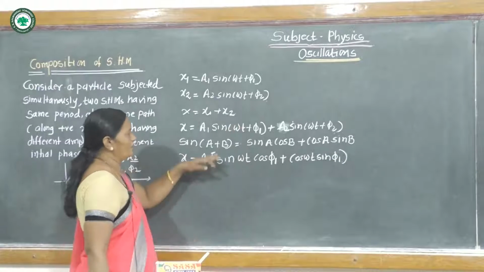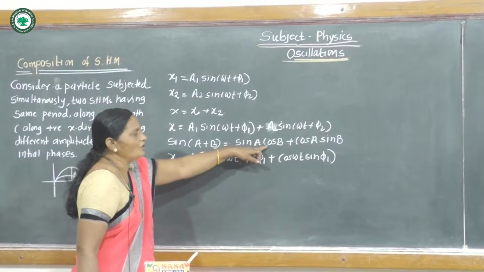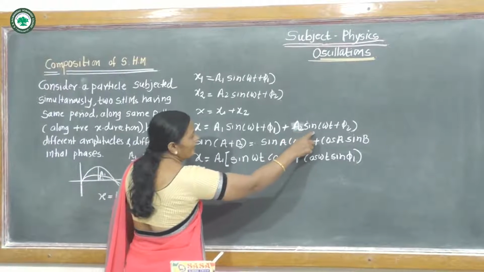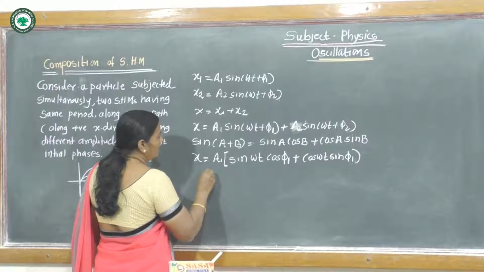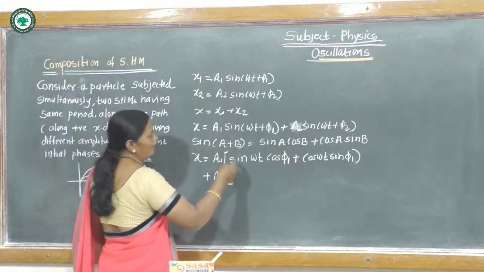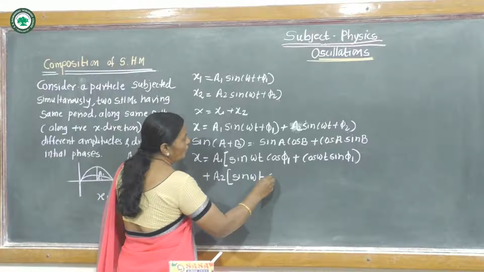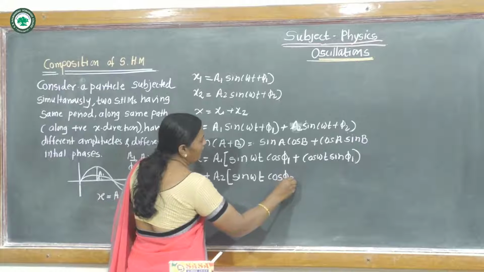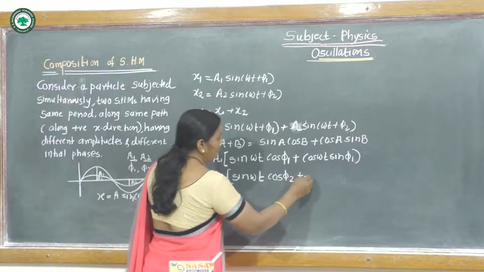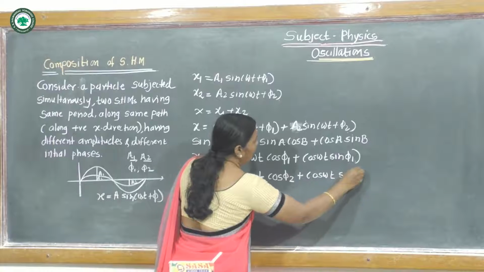Rewrite this sin(omega t plus phi 1) in this form, sin A cos B plus cos A sin B. Now again, A2 sin(omega t plus phi 2) can be expanded like this: sin omega t cos phi 2. Here phi 2 is another initial phase, and we can write cos omega t sin phi 2.